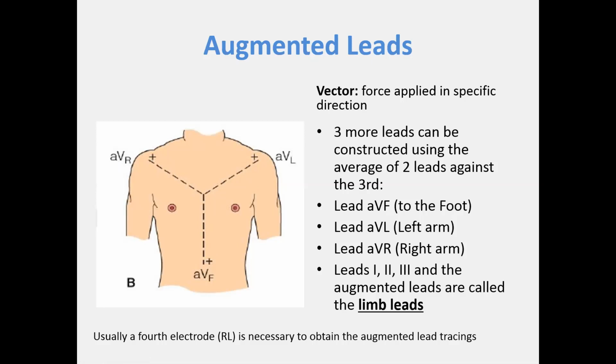So when you look at leads 1, 2, and 3, and AVR, AVL, and AVF, the augmented leads, that makes 6 leads, right? Those 6 leads are called the limb leads. And we're going to talk about why they're called the limb leads in a minute.